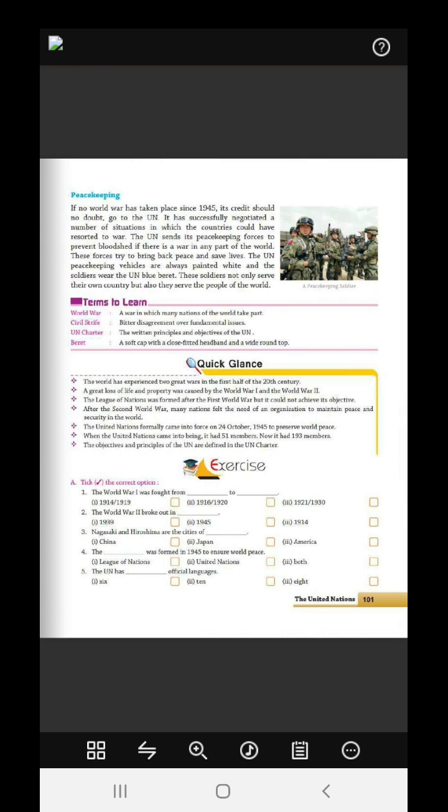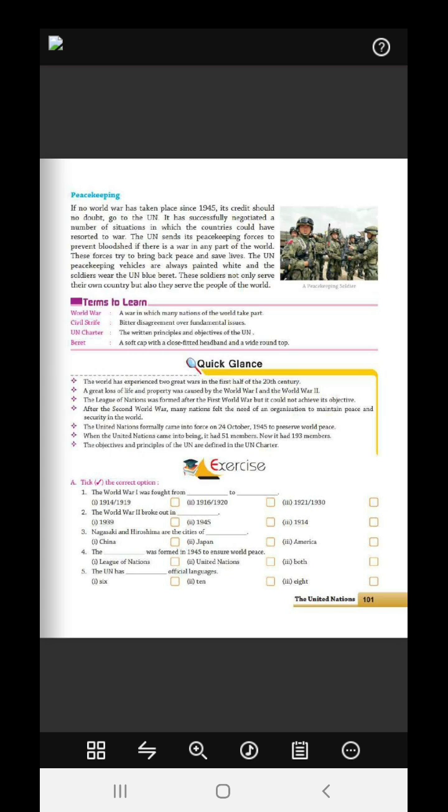Next, they are peacekeeping. If no world war has taken place since 1945, the credit should no doubt go to the United Nations. It has successfully negotiated a number of situations in which countries could have resorted to war. The UN sends peacekeeping forces to prevent bloodshed if there is any war in any part of the world. These forces try to bring back peace and save lives.